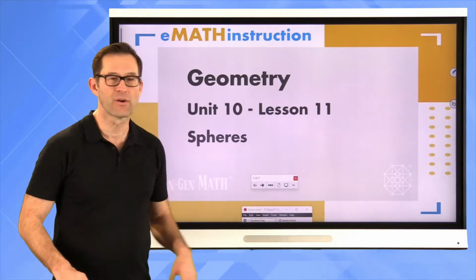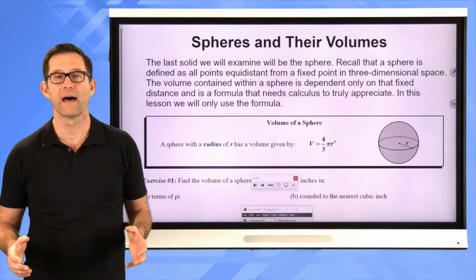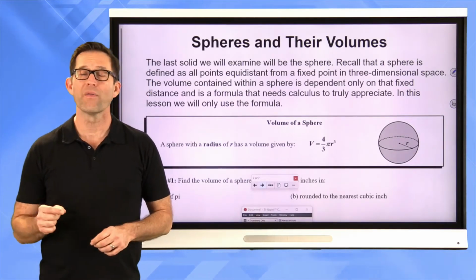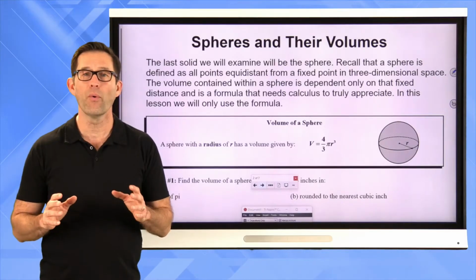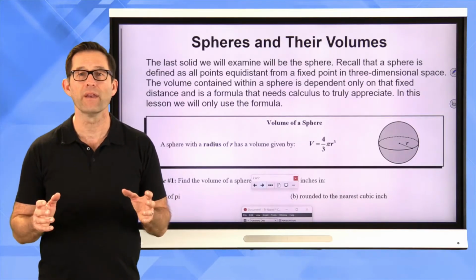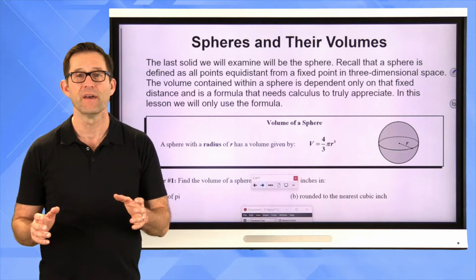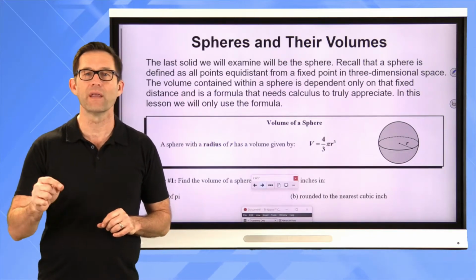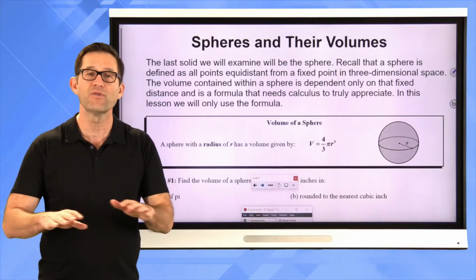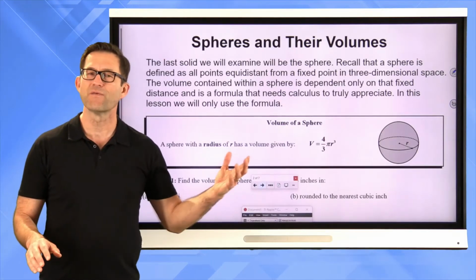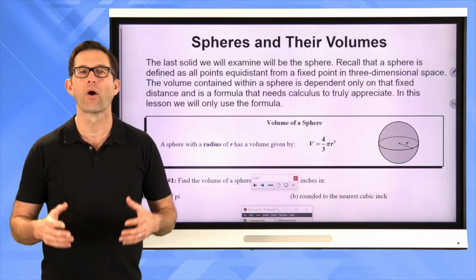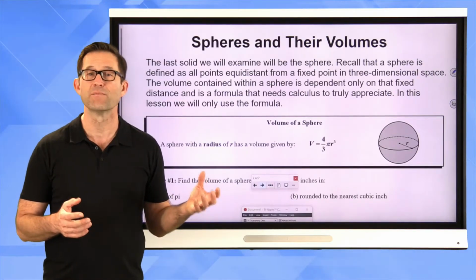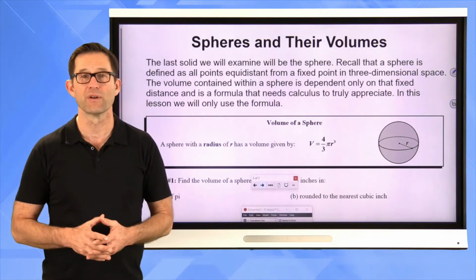I love spheres. They're one of the nicest geometric shapes out there. Now, the last solid we will examine will be the sphere. Recall that a sphere is defined as all points equidistant from a fixed point in three-dimensional space. Now, if you remember, a circle is all points that are equidistant from a fixed point in a two-dimensional shape. So spheres and circles obviously are really related to each other. The sphere one could think of as simply the three-dimensional version of the circle.